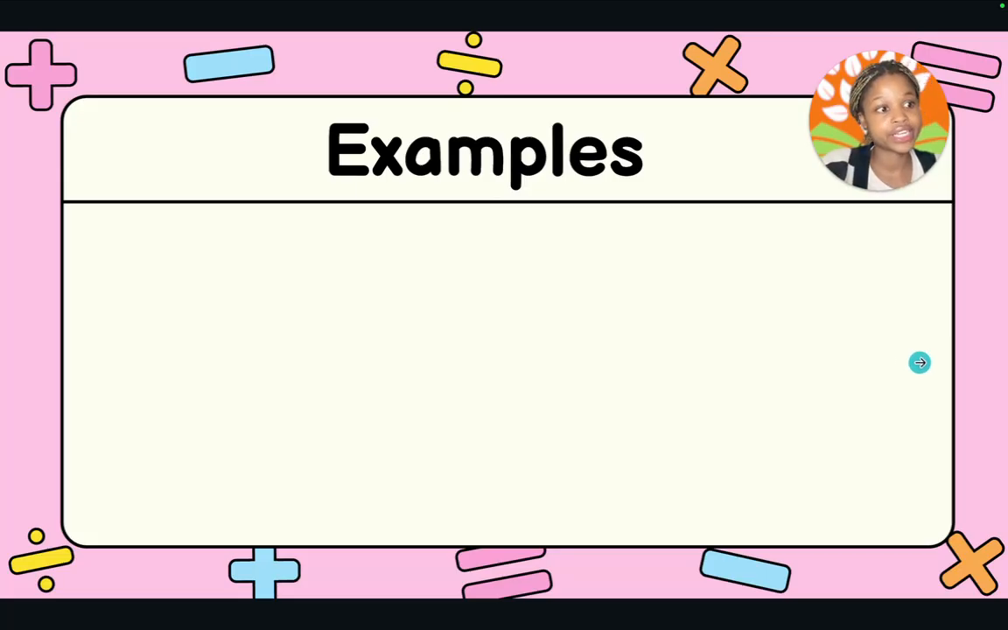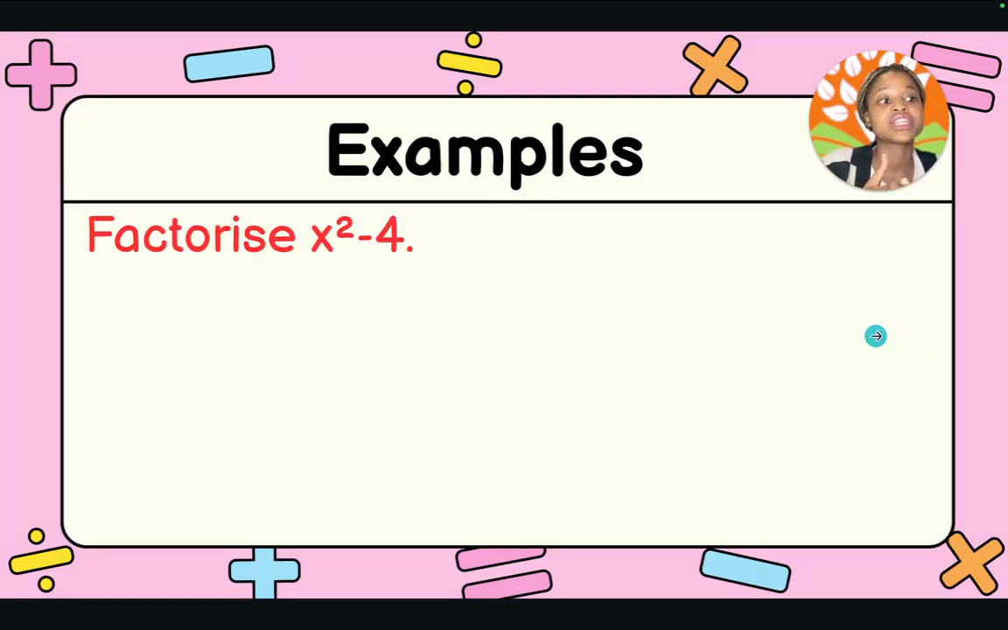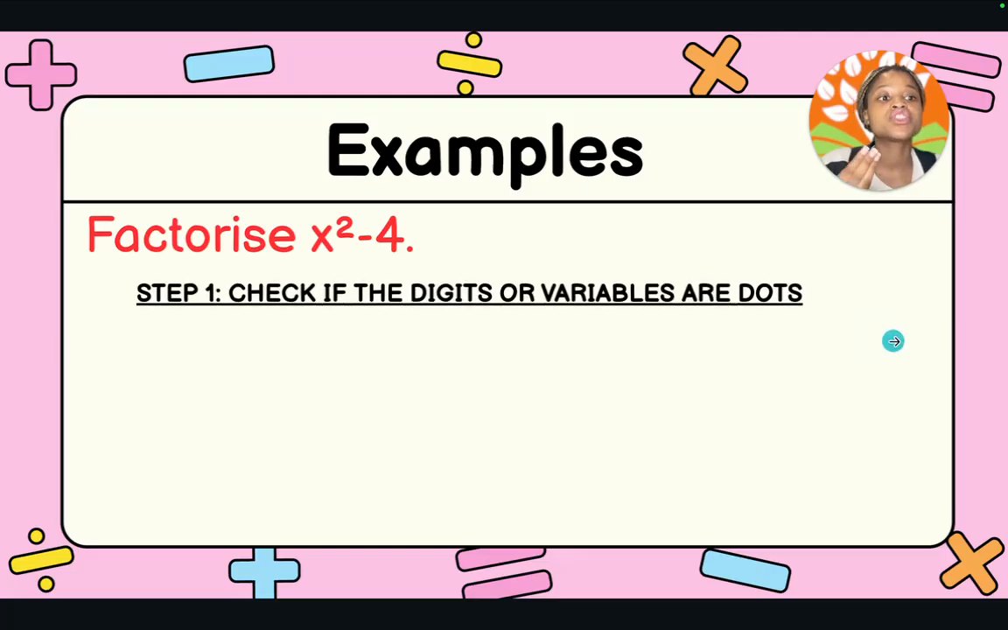So let's look at an example. We've got x squared minus 4. If we were asked to factorize this, okay, we would factorize it as follows. We need to check if the digits or variables are DOTS, okay? What does DOTS mean? Is it a difference of two squares, okay?